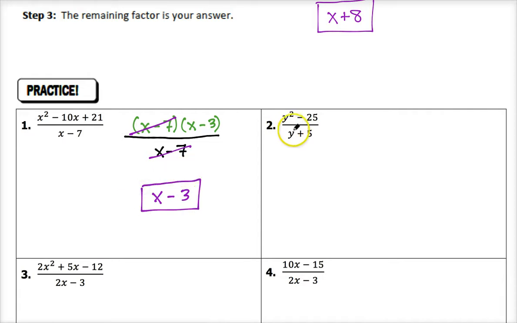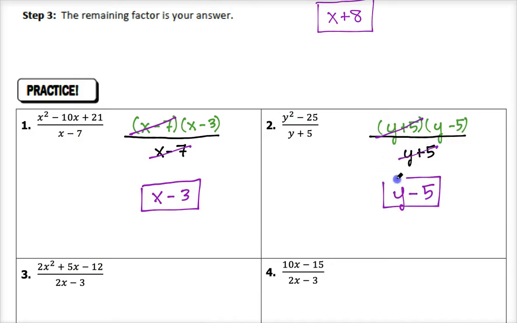Number 2, y squared minus 25, all divided by y plus 5. Here the numerator is two terms, and it's a difference of squares. So that factors into y plus 5 times the quantity y minus 5. And that's being divided by y plus 5. So in this one, the y plus 5's will cancel out, and you're left with the binomial y minus 5.